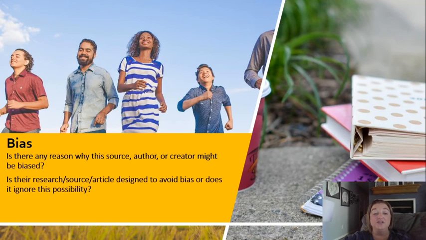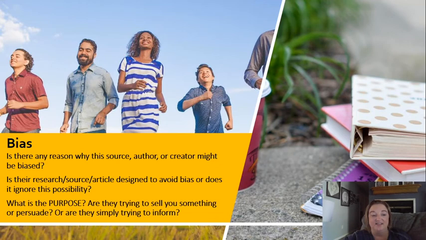Or is the researcher trying to avoid bias? That's another thing. Can you see in the source or in the article that the researcher has made clear efforts to not be biased? For instance, are they saying things like, we created this double-blind study? That's a way where they're trying not to be biased. Are they doing things like that?